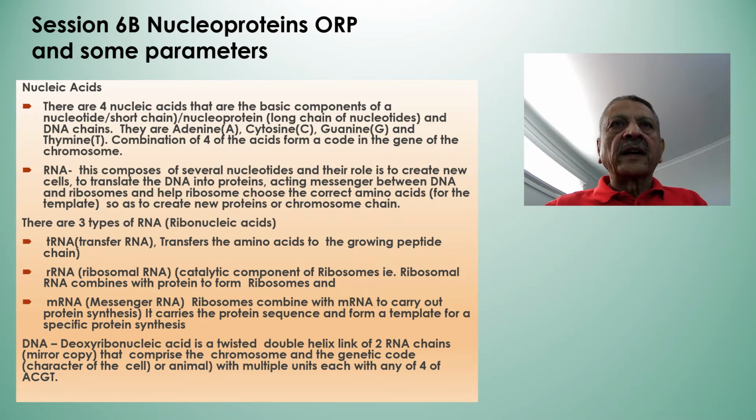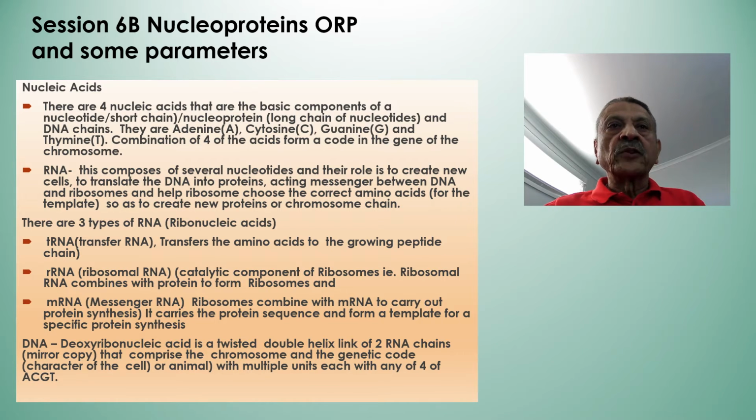There are 3 types of RNAs. The first is the transfer RNA, you call it tRNA. It transfers the amino acids to the growing peptide chain. The next one is rRNA, which is ribosomal RNA, and this is a catalytic component of ribosomes. That is, the ribosomal RNA combines with the proteins to form ribosomes. And finally the messenger RNA. Messenger RNA combines with ribosomes to carry out protein synthesis. It carries the protein sequence and forms a template for a specific protein synthesis.